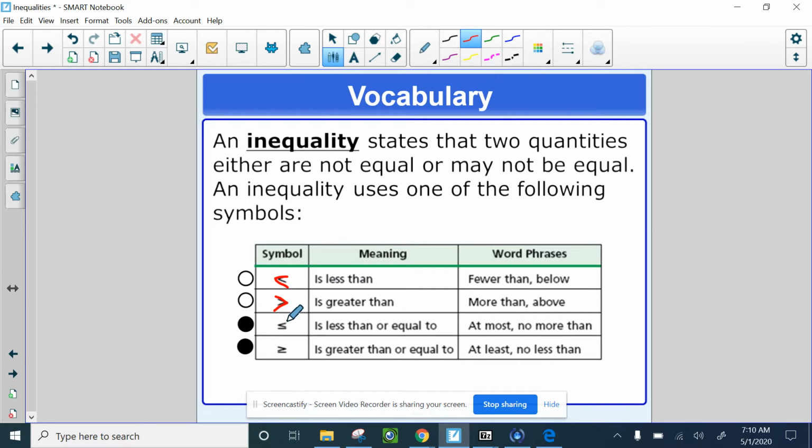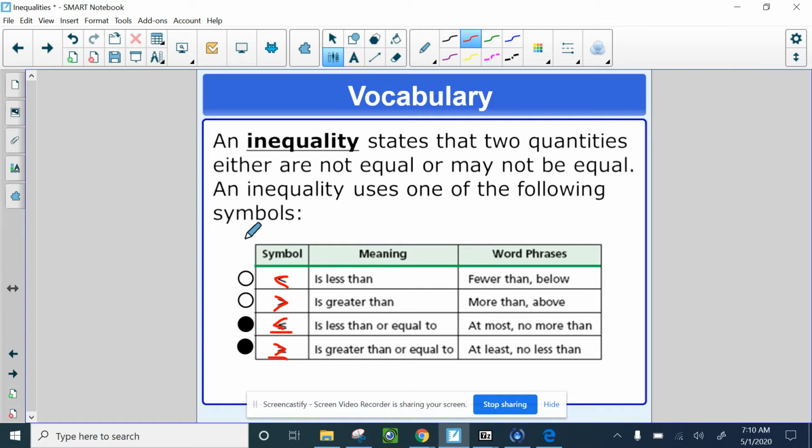Now I go into the symbols that are the less than symbol with the line underneath. Remember, that means it could be less than or it could be equal to. So if I have at most or no more than, I would use the less than or equal to sign. Finally, I have the greater than sign with the line underneath. That means it's going to be greater than or equal to, so that means at least or no less than.